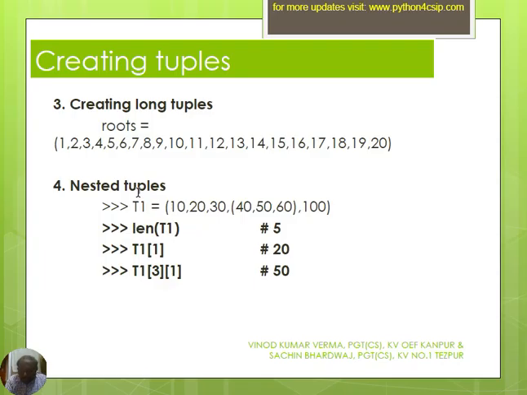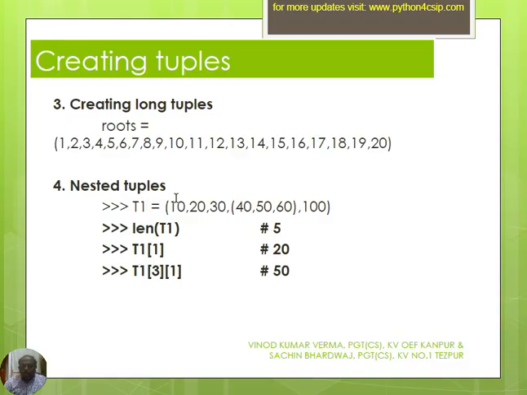T1 equal to 10, 20, 30, then (40, 50, 60), 100. Here is the index. We use the index to access the tuple elements. See here, length of T1, how much? 1, 2, 3, 4, 5. So the length is 5. len is a built-in function used to find the length of a tuple. So it will return 5.